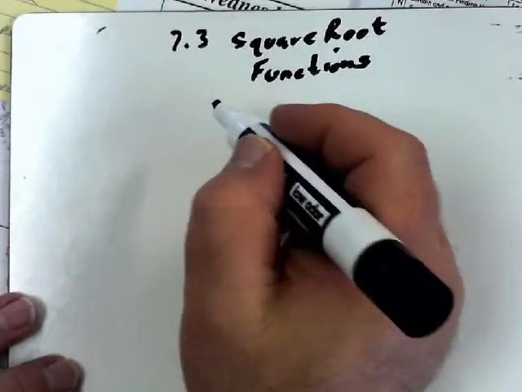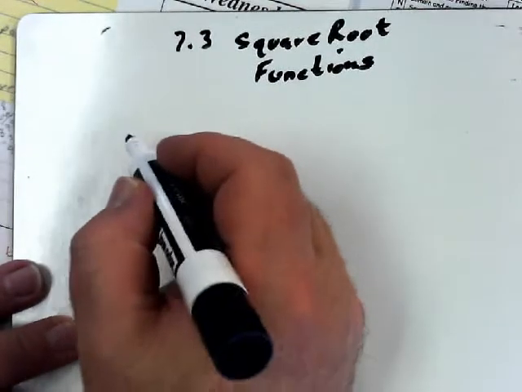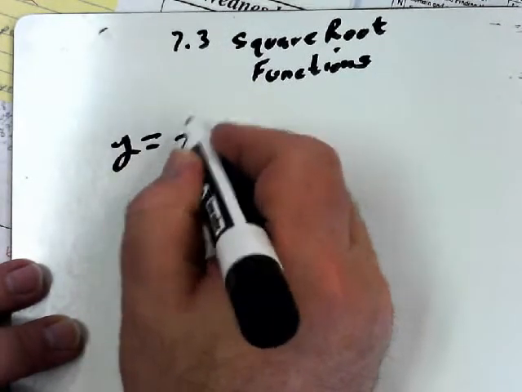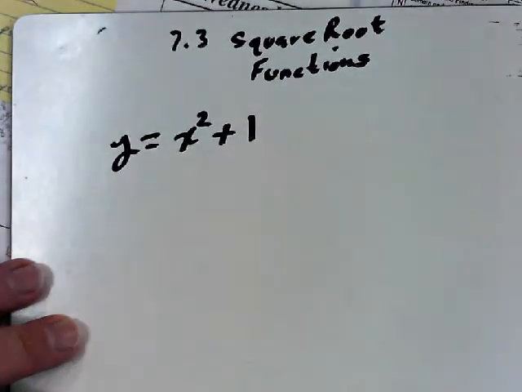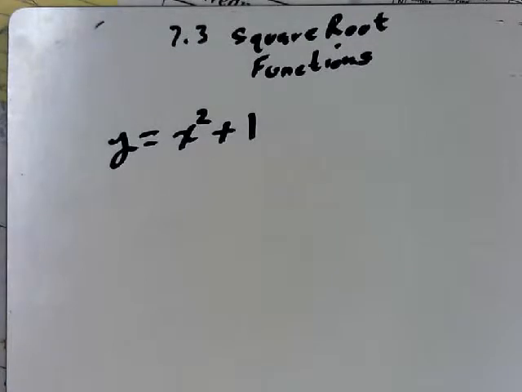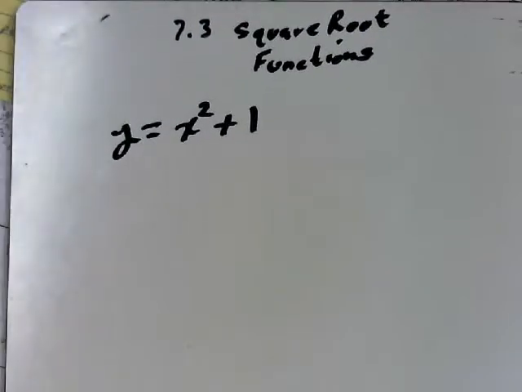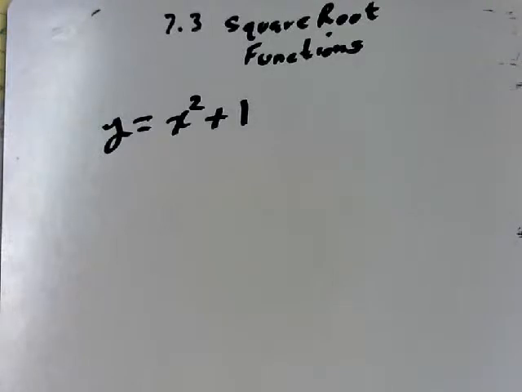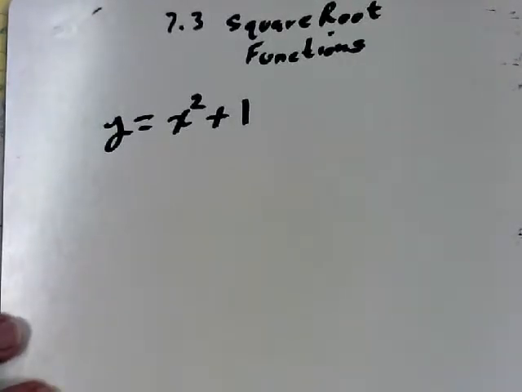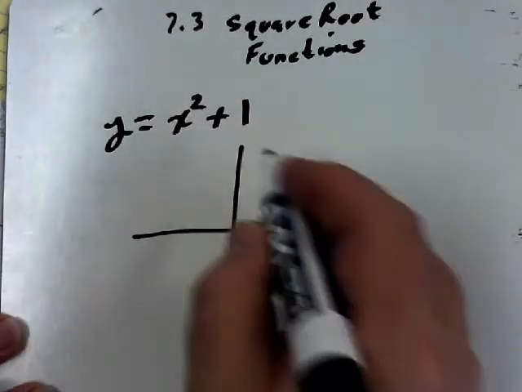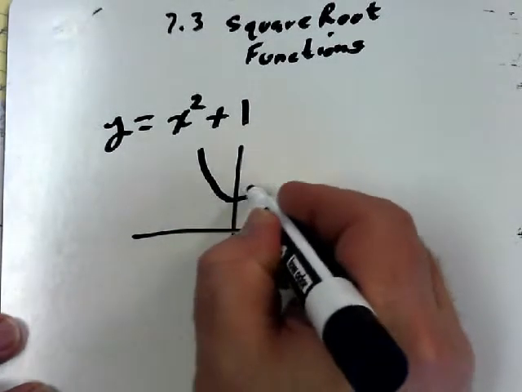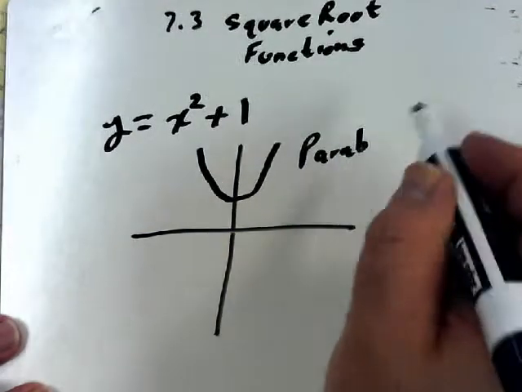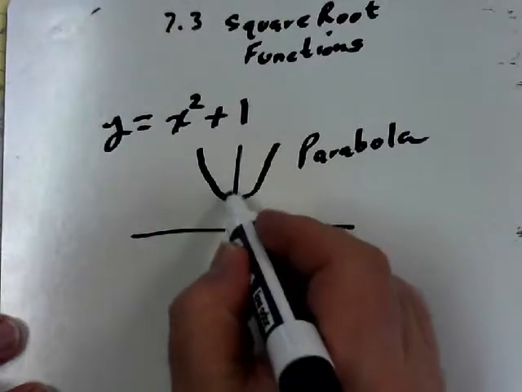If you remember, about a week or so ago, we asked you to graph something like this. And when we graph that function, anybody remember what it looked like? Was it the parabola? It was something that looked like this, called a parabola. Right? It has a vertex on it.